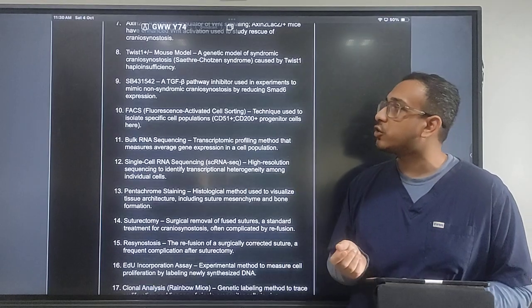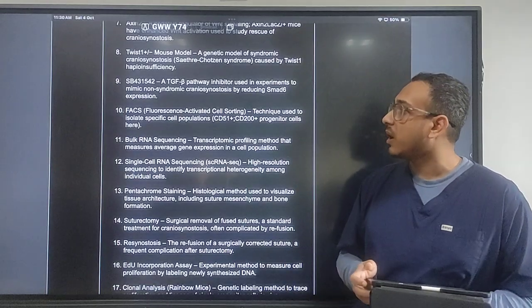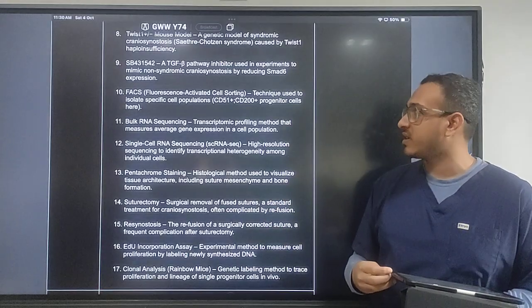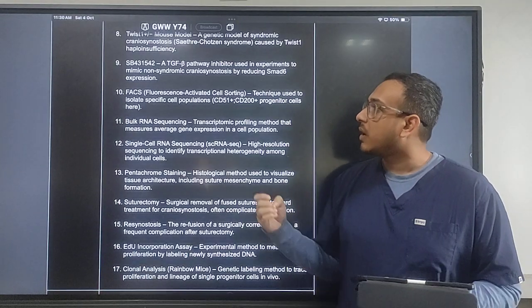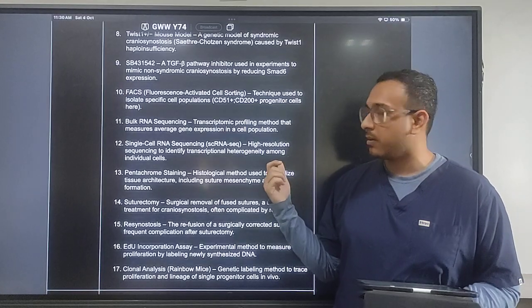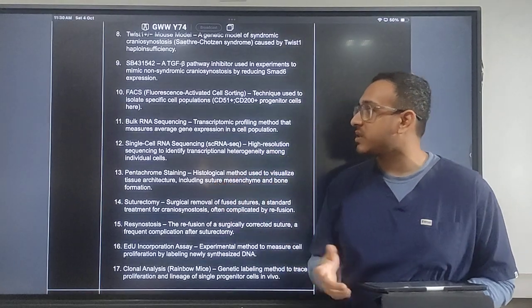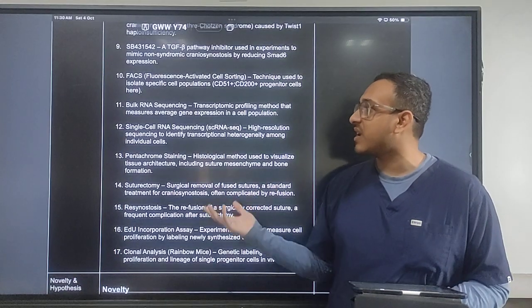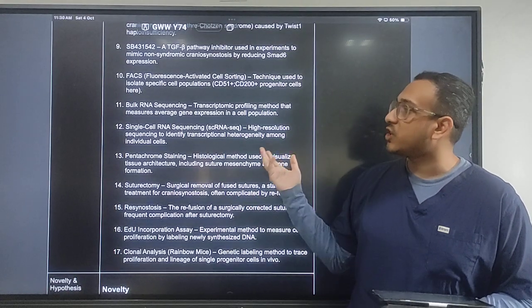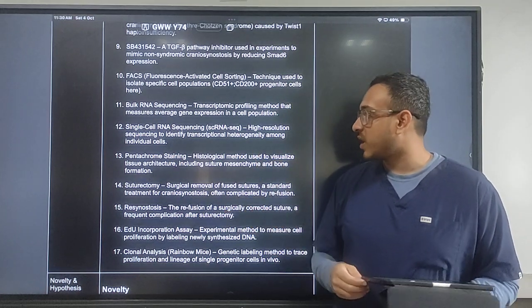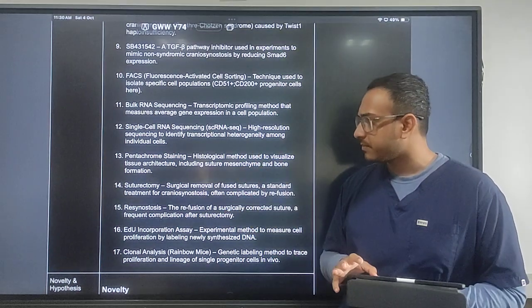It is a technique used to isolate specific cell populations. Here they did it for CD51, CD200 progenitor cells. The bulk RNA sequencing is a transcriptomic profiling method that measures average gene expression in a cell population, whereas single cell RNA sequencing is high resolution sequencing to identify transcriptional heterogeneity in individual cells.